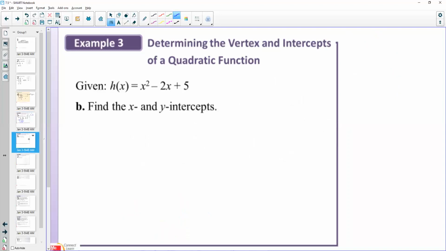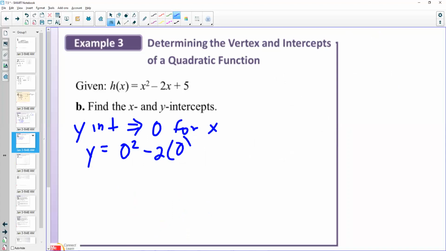Now I need to find the x and y intercepts. So the y-intercept is easy, right? For the y-intercept, I put in 0 for x. So I'm going to do y equals 0 squared minus 2 times 0 plus 5. Well, that's going to get me 5. So the y-intercept is at 0, 5. Happy days. The x-intercept is the part where we have to solve for x.